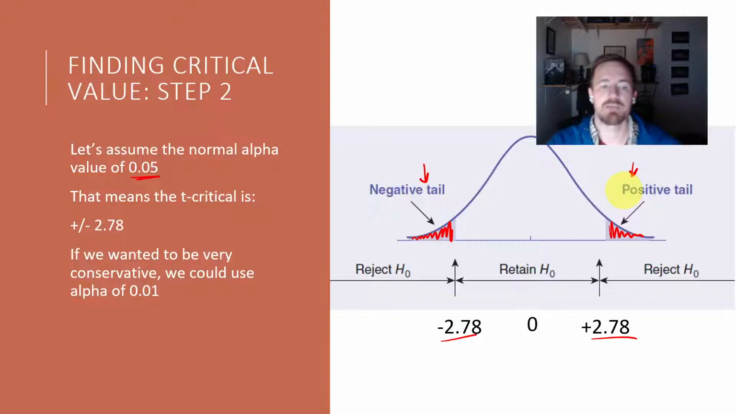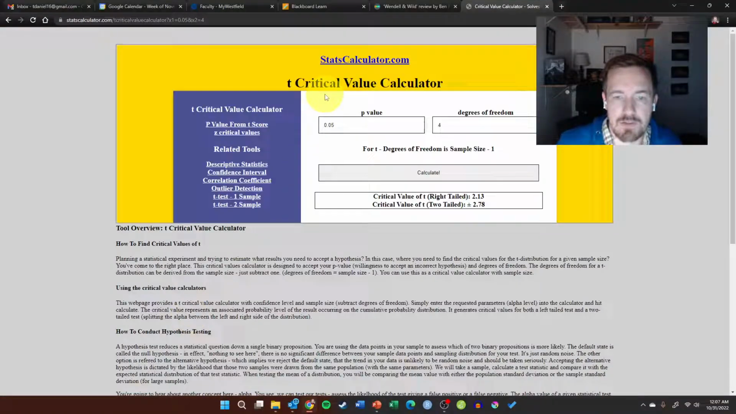If we wanted to be really, really conservative here, we can knock this over to 0.01. So what would that look like? If I wanted to be extra conservative and extra careful here, I can turn this to 0.01 instead of 0.05, which means that I'm going to be looking for the 1% likelihood in those tails. So very extreme values there.